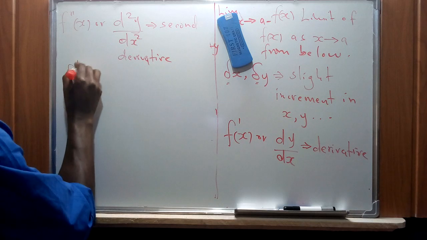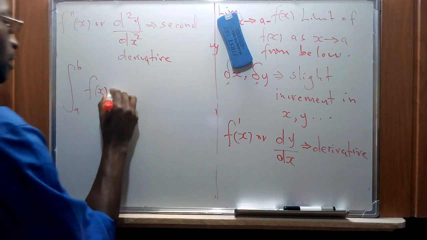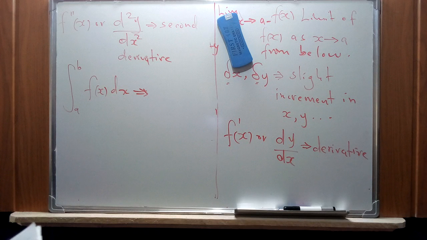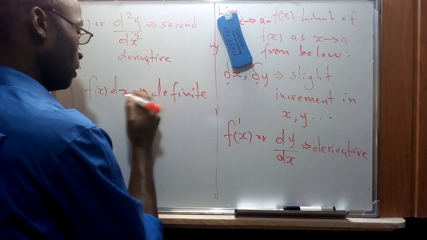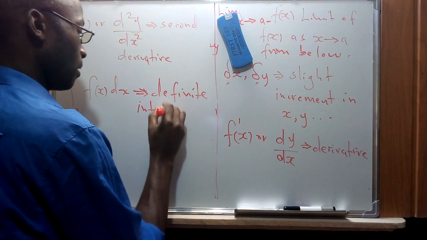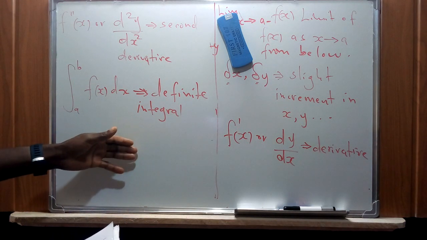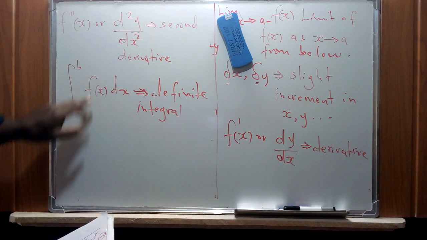This is from a to b, of f(x) dx. Now this one refers to the definite integral, or an area beneath a function f(x) from x equals a to x equals b. So basically we're going to give this one as a definite integral. Definite integral refers to an area beneath the function f(x) from a to b. These are the values for x.